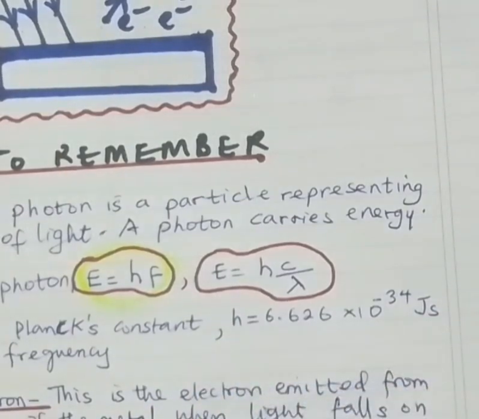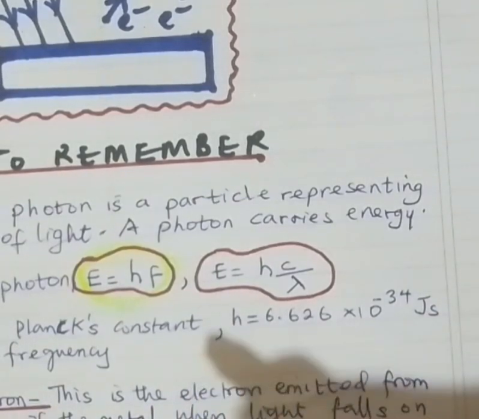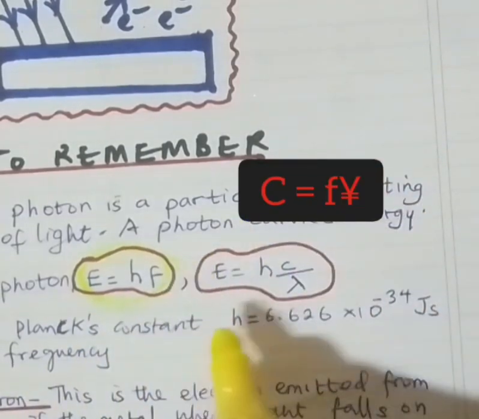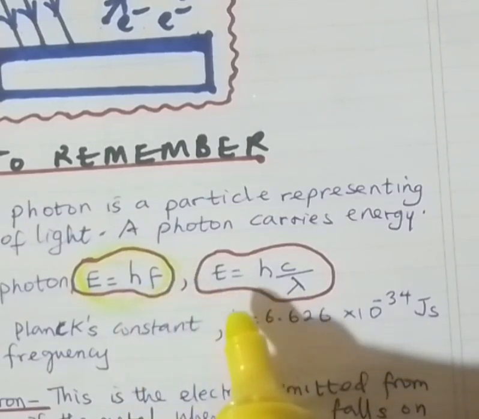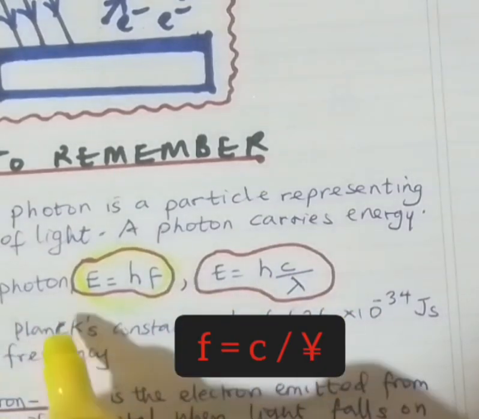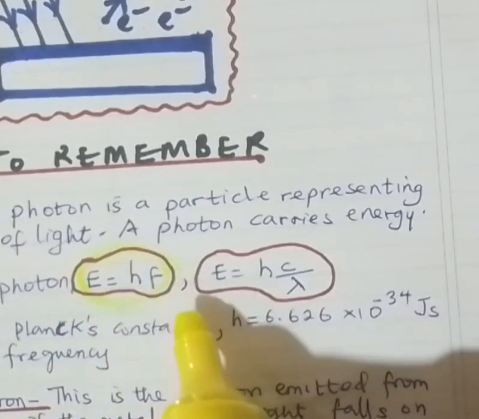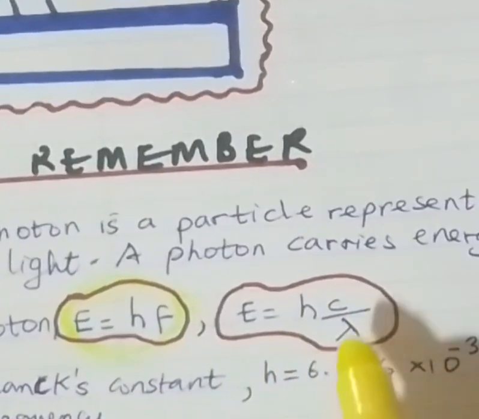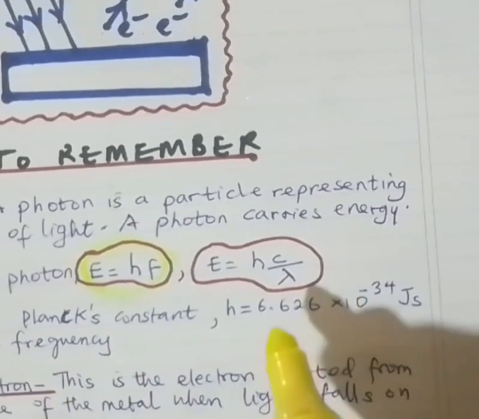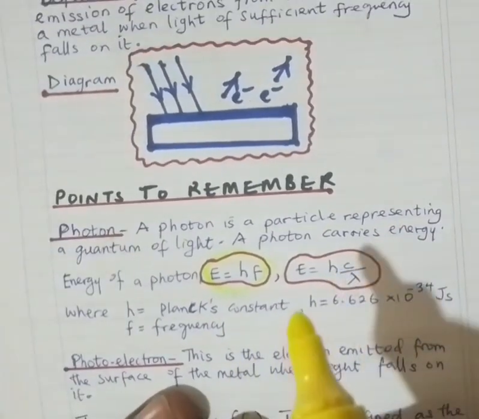And don't forget that from your waves, you know that the speed of light c equals f lambda. From there, if you make f the subject of the formula, you see that f will be equal to c over lambda. So the formula for energy of a photon is E equals hf, or you can say E equals hc over lambda, where c is the speed of light, E is the energy of the photon, and lambda is the wavelength. Very, very simple.